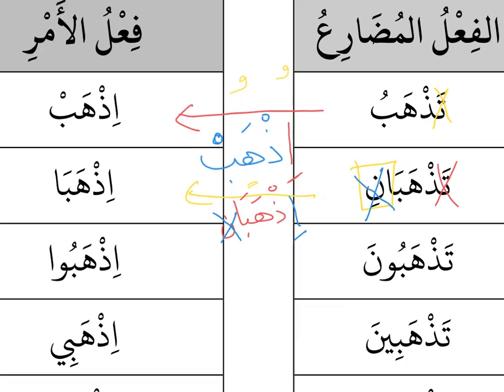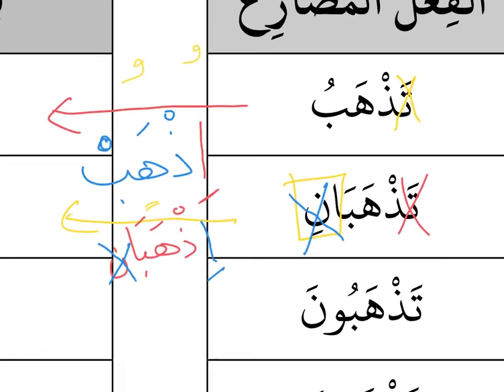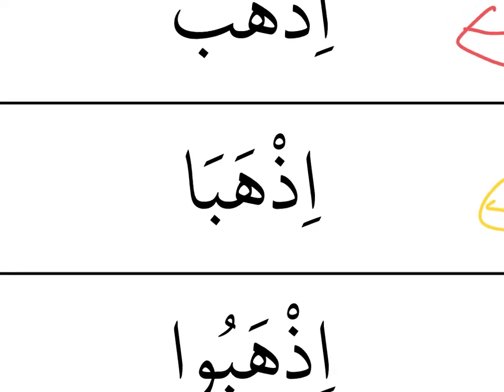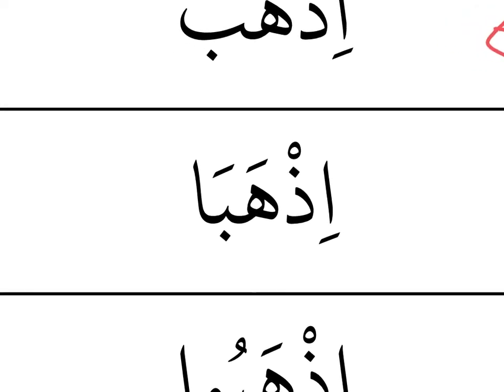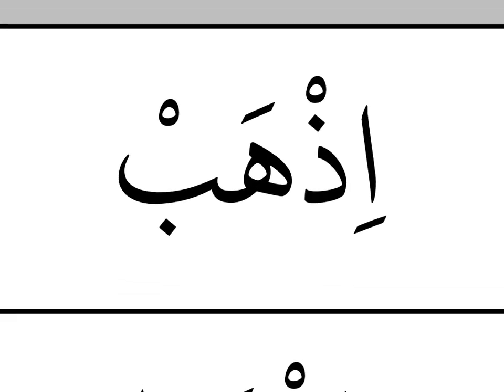Idhaba. So initially it is tadhabani. We remove the ta, and we put an alif. Idhaban, and the nun, we drop the nun. So it becomes idhaba. This is fi'l amr. To say go, idhab, go, but this is for anta, you.